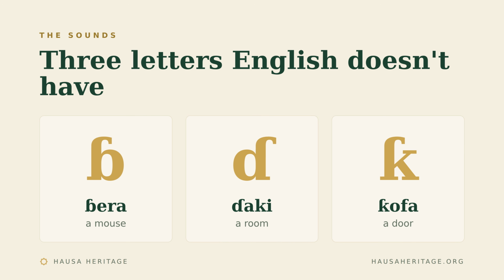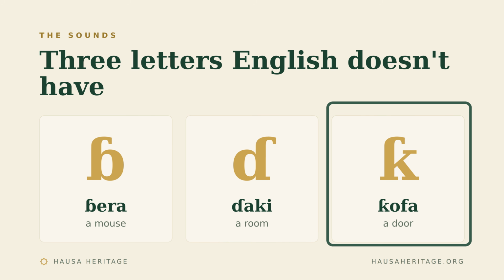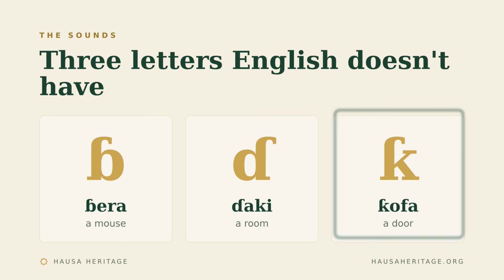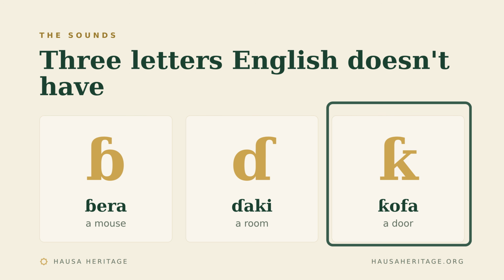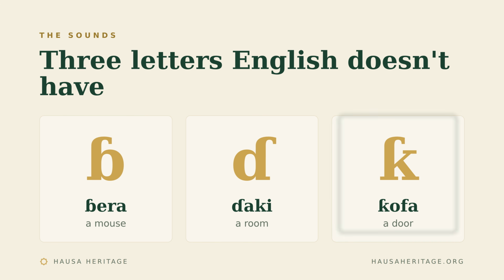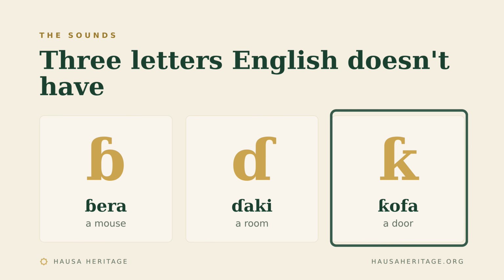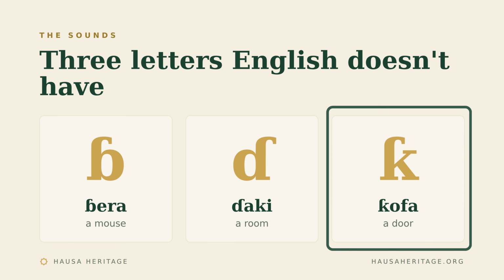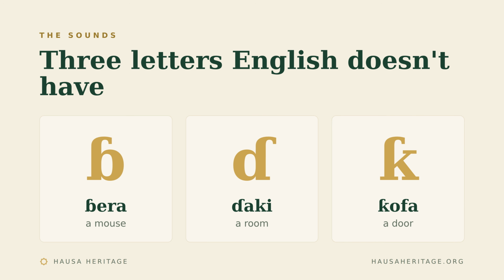Good. Now, the hooked K. Ƙa. Listen to this word. Ƙofa, which means a door. Ƙofa. Say it with me. Ƙofa. Good. So we have ɓera for mouse, ɗaki for room, ƙofa for door.